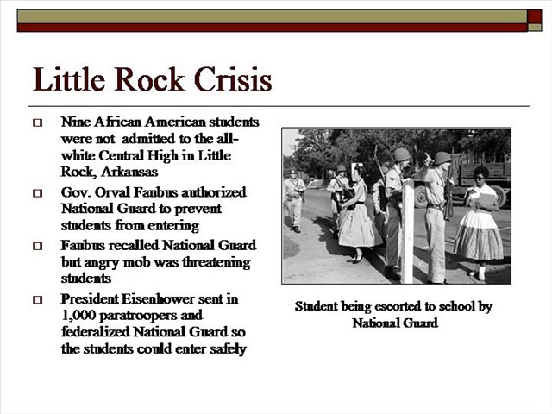But an angry mob of people in Little Rock were essentially threatening the students who were trying to go to school, the nine African American students. And so President Eisenhower, in one of his very few things that he did related to civil rights, sent in the paratroopers and federalized the National Guard in Arkansas, making them essentially federal troops so the students could enter safely. And that became another rallying point in terms of civil rights.